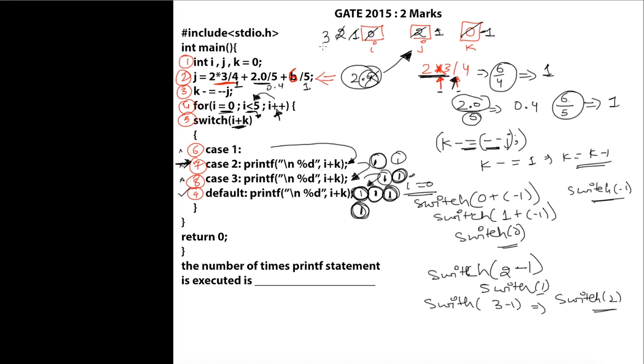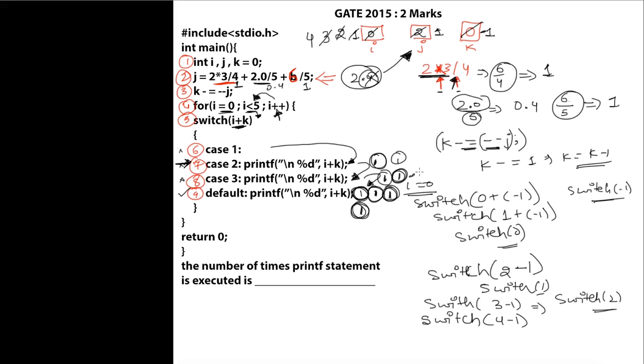Then again we'll go to this for loop and we are going to increment the value of I. Therefore the value of I will become 4. So when the value of I is 4, I is less than 5, 4 is less than 5, correct? Therefore we are going to come inside this for loop, and then execute this switch statement again. Now the statement will become switch 4 minus 1, and this will become switch 3. Therefore we are going to execute case number 3 now.